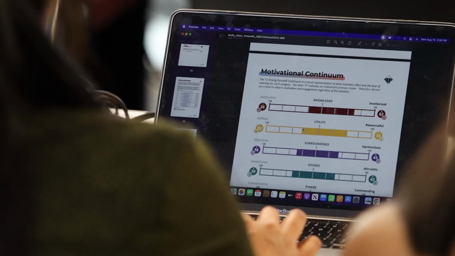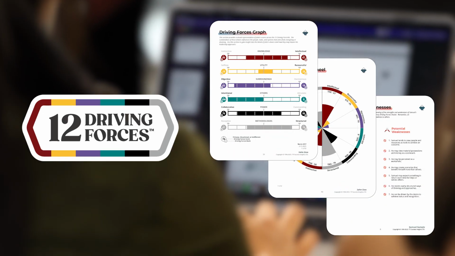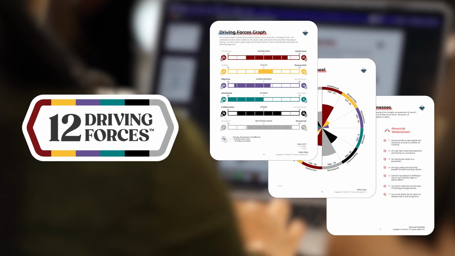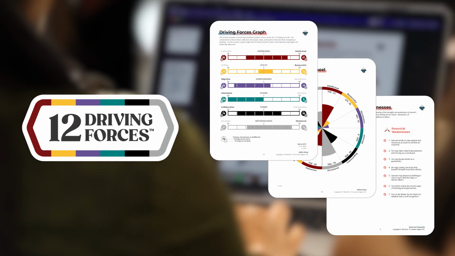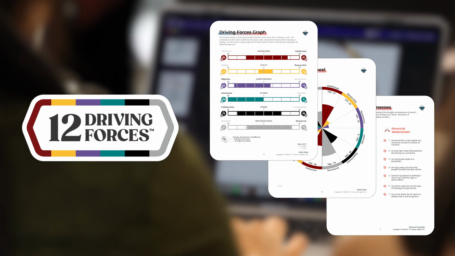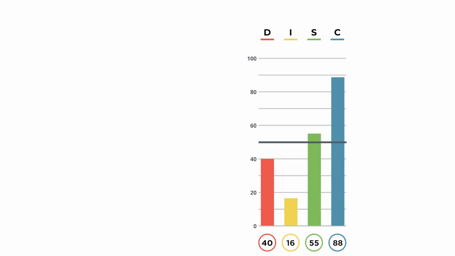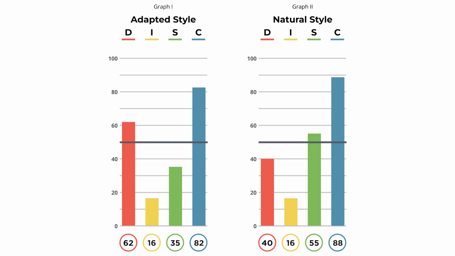And if you want to go deeper, tools like TTI's 12 driving forces help you understand what motivates you and fuels your energy, so you can align your behavior with what actually feels rewarding. Let's recap. Start with the natural graph. Look at all 4 factors together. Evaluate the point spread and compare the adapted style. With practice, these patterns become easy to recognize. You've just learned how to quickly read a DISC graph.